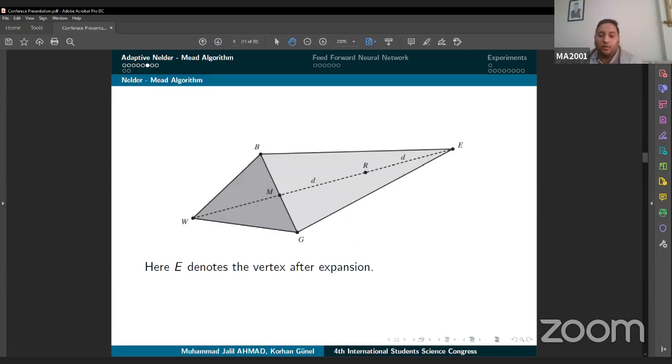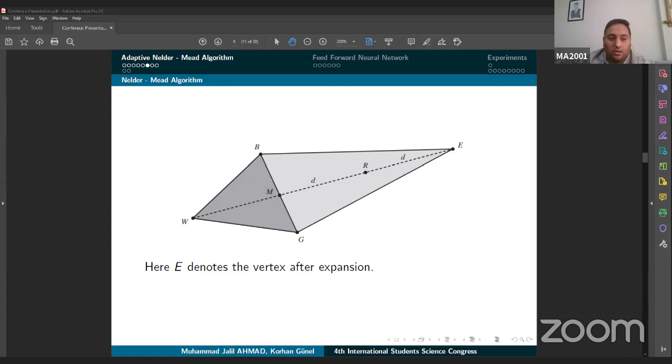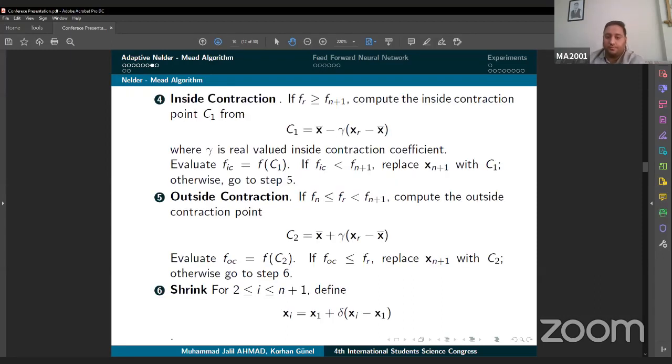So before getting to step number 4, let's consider the example which I gave earlier. R was our reflection point. Now expansion: after calculating our function on the R point, we couldn't find a lesser value of our function. Then we expanded our triangle like this, and in the third step, we calculated the value of our function on the point E. And if the value is not what we were looking for, then we will get to step number 4, which is the inside contraction.